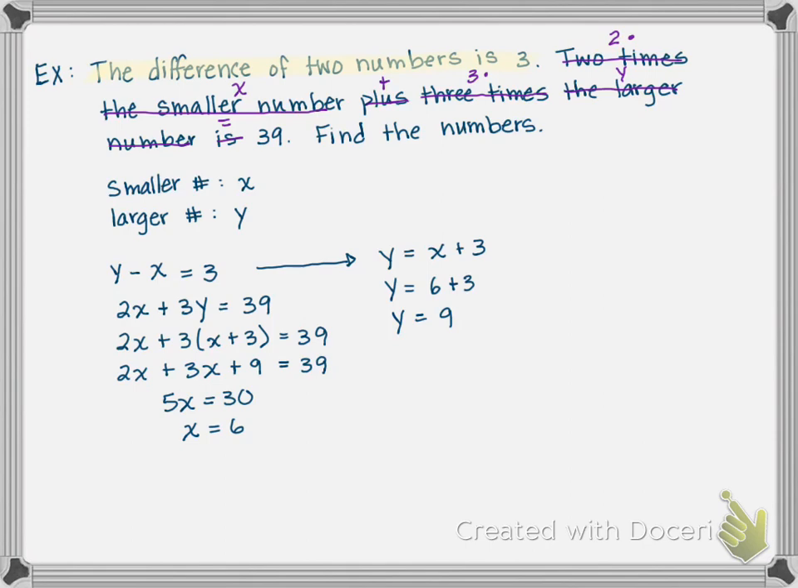And on these problems, when we do applications, we don't need ordered pairs because it's not actually asking for a point on a graph. We want to answer the question, like, what are the numbers? So you'll just write a sentence rather than writing an ordered pair like we do when we're just solving these algebraically. So the numbers are 6 and 9. Good? Questions? Okay, let's do another one.